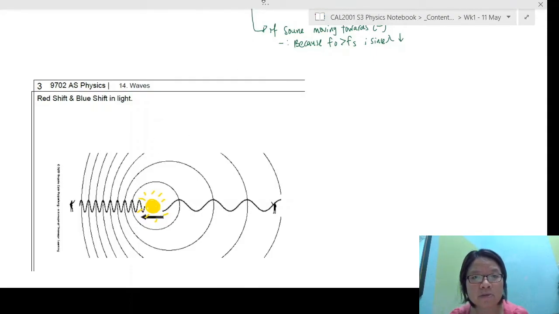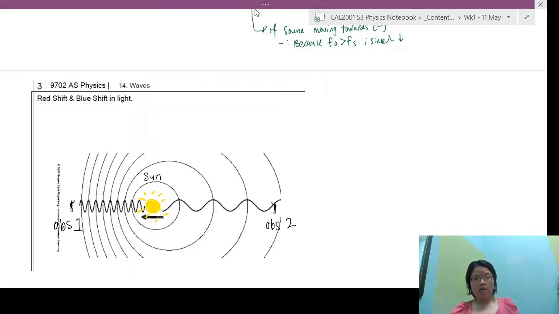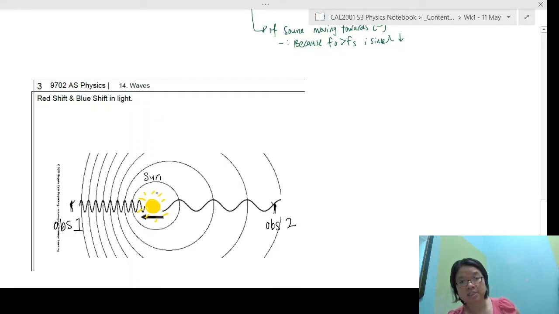Now what happens when the star is going away from you? The wave gets stretched out. So you have observer 1 there, and observer 2 obviously gets less wave per unit time because the waves are stretched out. So if there's less wave per unit time, because the sun is moving away from the observer, I'm just going to write them down. The sun can be replaced by star or any object in the universe that gives you light.